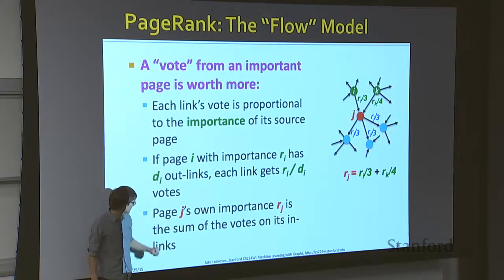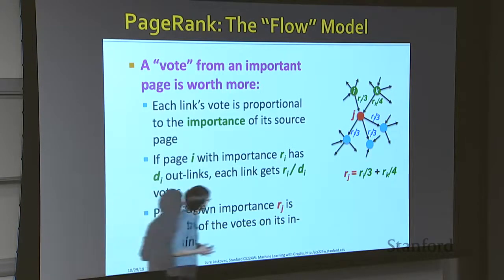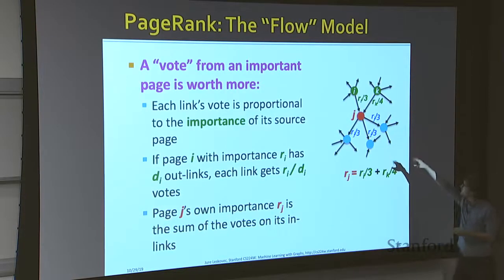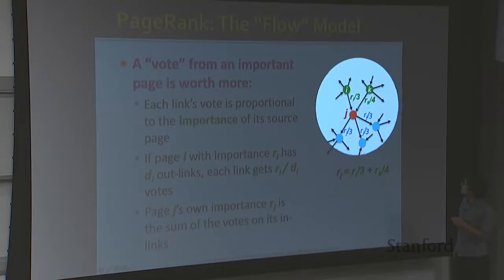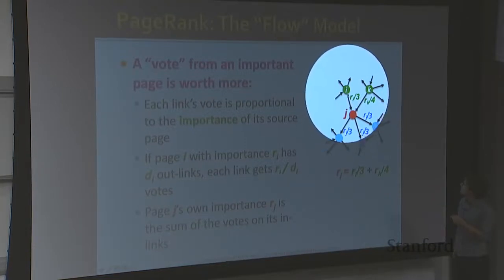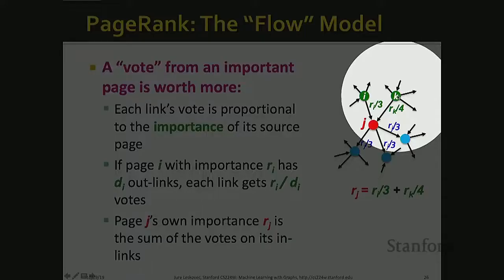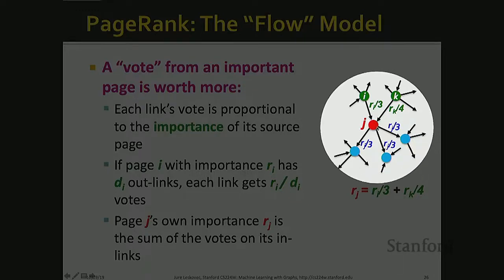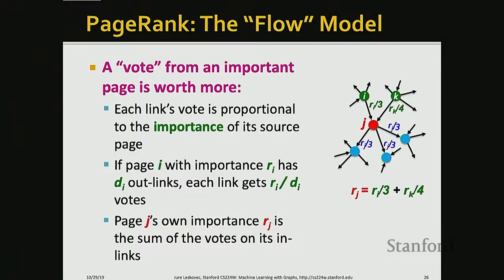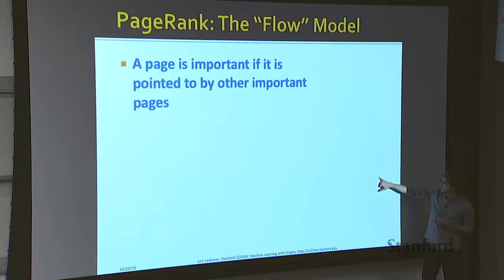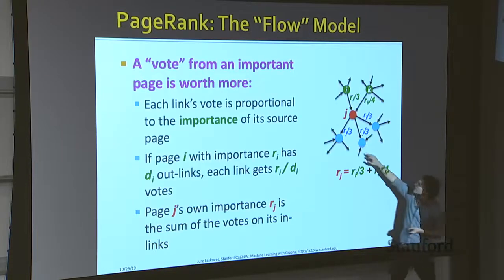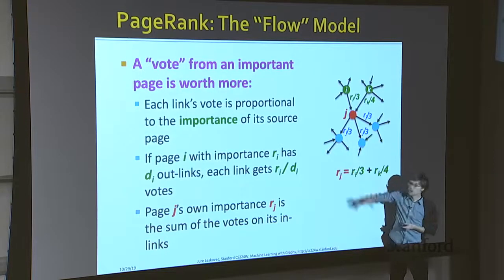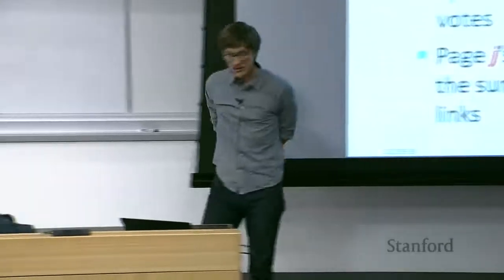And page j's own importance is simply the sum of the votes on its inlinks. To show you here, this node j will take 1/3 of the importance from node i. Why 1/3? Because i has 3 outlinks. It will get 1/4 of the importance of k because k has 4 outlinks, and it will sum that up, and that's j's own importance. And then it will take its own importance and split it 3 ways to each of the 3 blue outgoing neighbors. So the importance of j is a third of the importance of i plus 1/4 of the importance of k, and then similarly, these guys will each get 1/3 of j's importance. And this is how it will work.